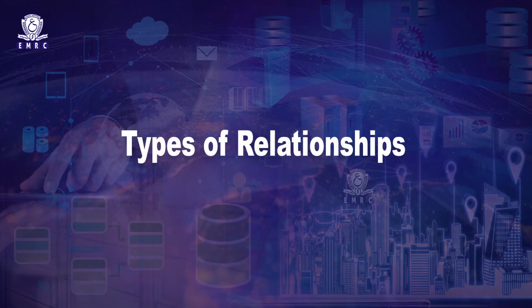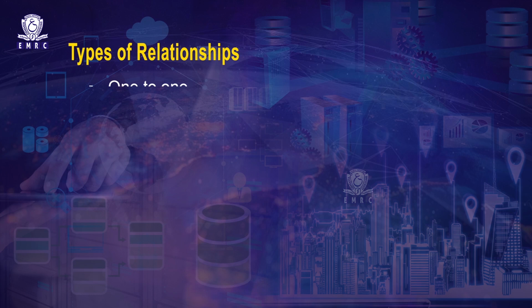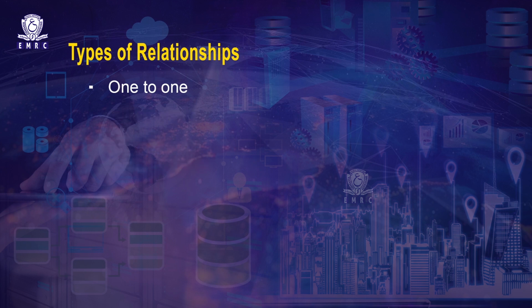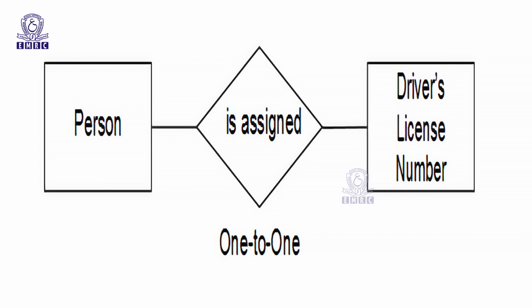Types of relationships. A relational database may contain 4 types of relationships, or cardinalities, between tables, or more precisely between records in tables: one to one, one to many, many to one and many to many. The one to one relationship means that one and only one record in the table is related to one and only one record in the other table.